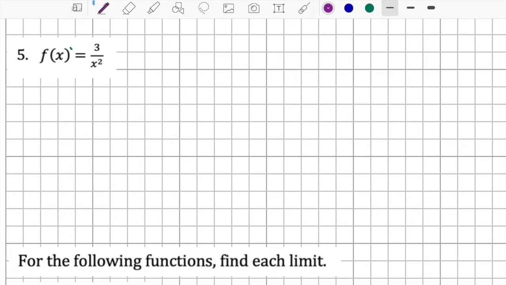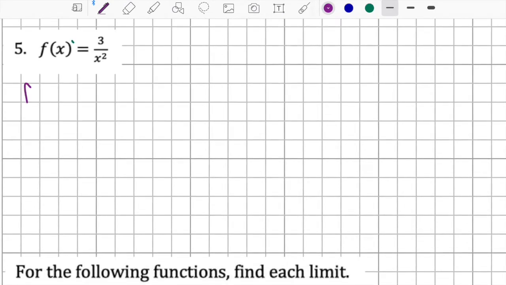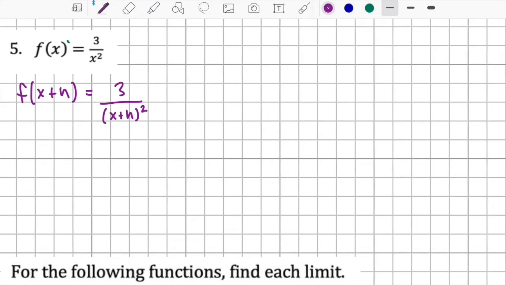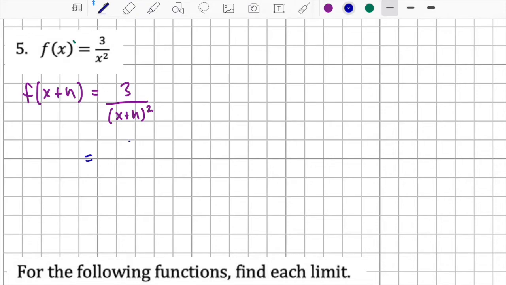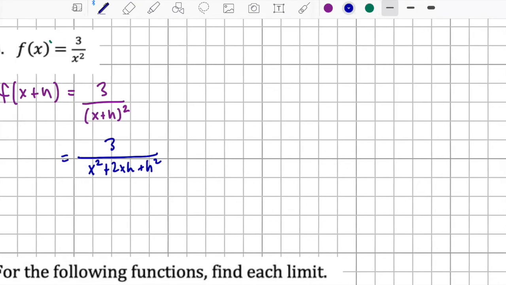So here we go. Again, I need to find out what is f of x plus h. So we are going to replace the x with x plus h. So it'll be 3 over x plus h squared. For this one, I won't expand now. No, we should. Let's go ahead and expand now. So if we expand it, it'll be 3 divided by x squared plus 2xh plus h squared.